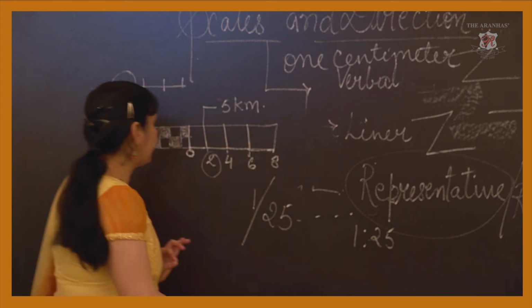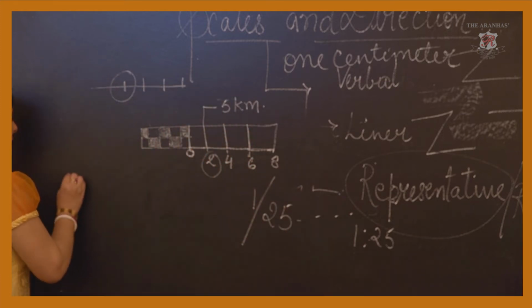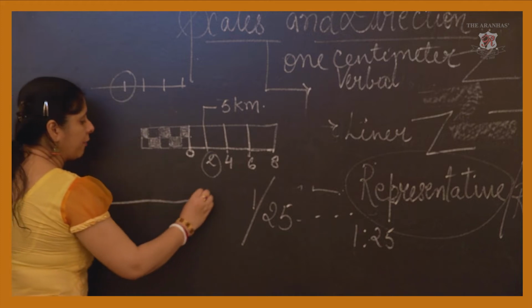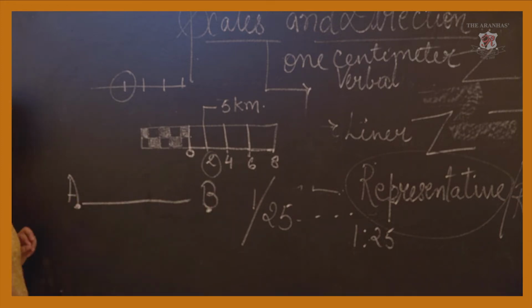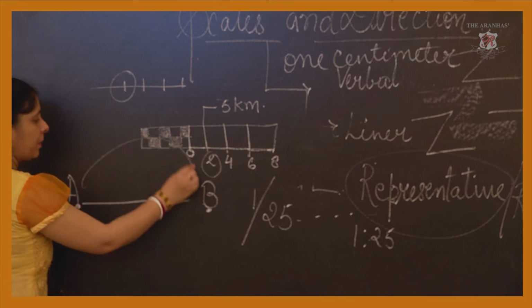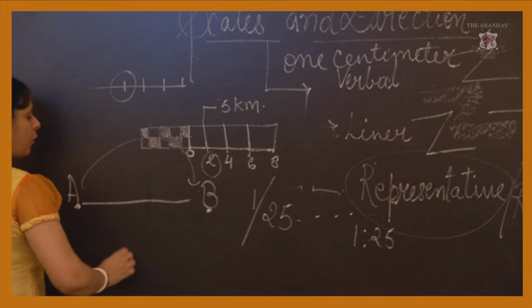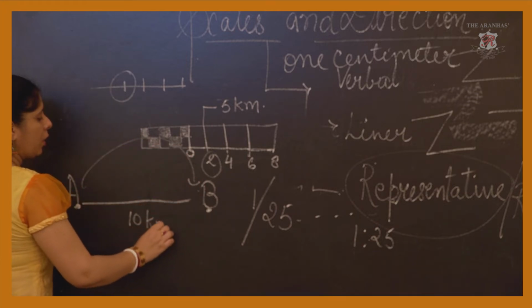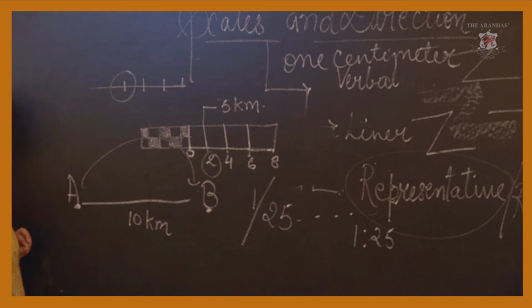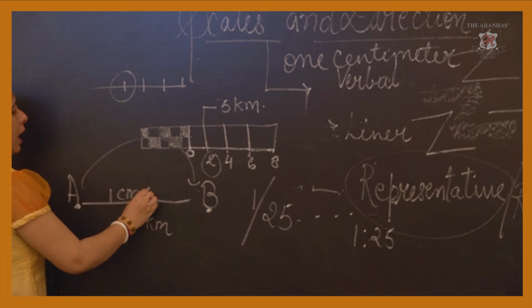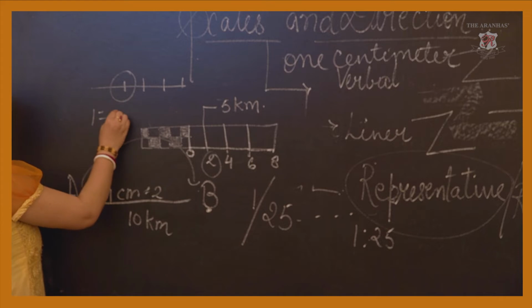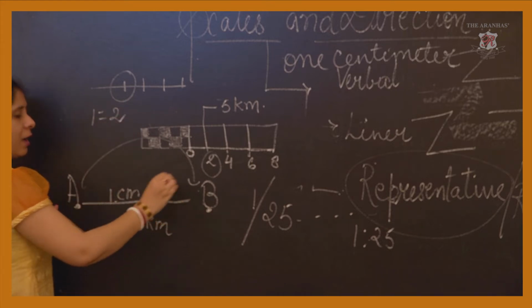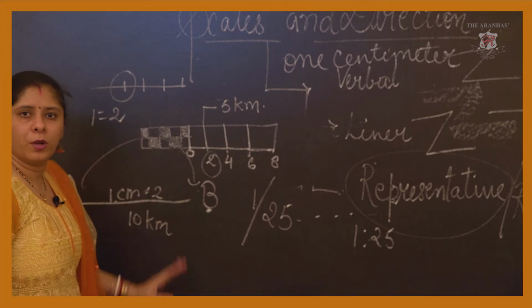That means if suppose A is here, he has to travel to B. B is staying at this point and A is staying at this point. If he has to travel from this place to this place and this is 10 kilometers, so on a piece of paper we have to represent 1 centimeter equals how much? If we divide into 5 intervals, then 1 centimeter equals 2, like 2 fives are 10. Like this it will be going.